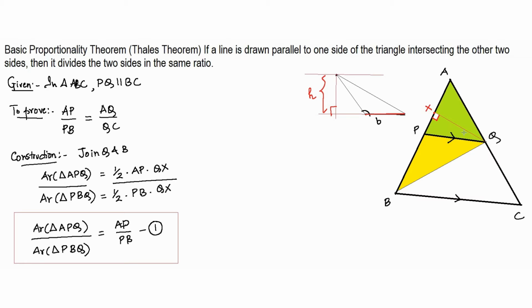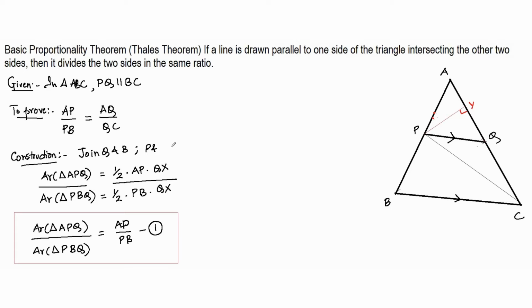Okay, now I'm going to do a similar thing with the other side as well. So now I have made a similar construction. I have joined the points P and C, and I have projected an altitude onto the length AQ. So again, I'm going to think about the area of triangle APQ. Considering AQ as the base, I can say that PY is the height. So it is half of the base AQ multiplied by the height PY.